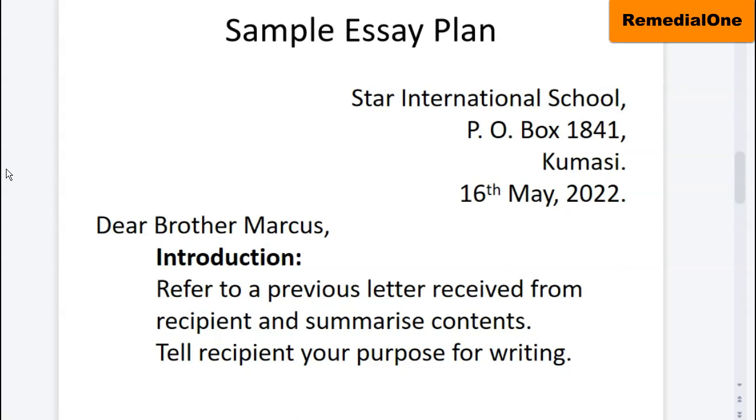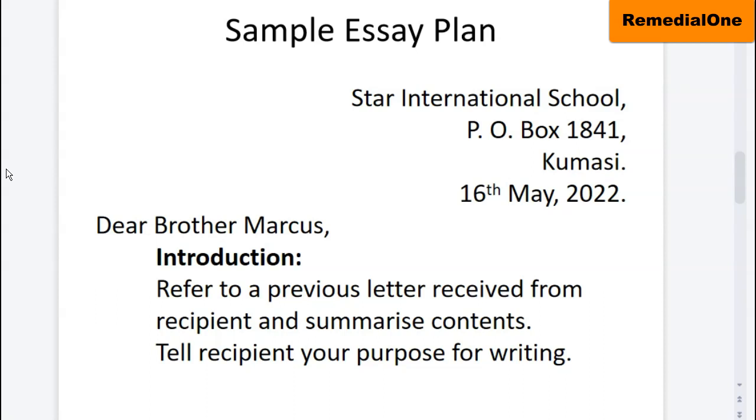You're not going to write Dear Brother. Your elder brother certainly has a name, so address him by his first name only. So, Dear Brother Marcus. Now the introduction. This candidate intends to refer to a previous letter received from the recipient and then summarize its contents. So obviously, this candidate is not going to start with, I am very happy to write you this letter, which about 90% of our candidates now write, as if there are no other ways of introducing your friendly letter.